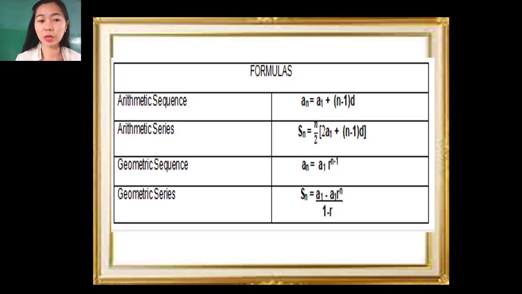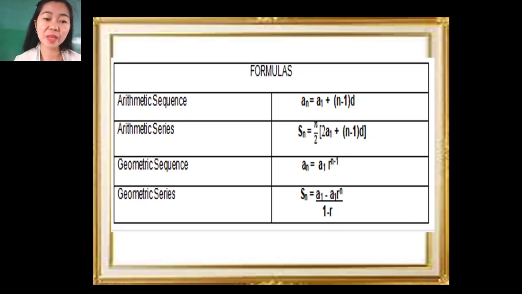So the formula that you are going to apply if the problem involves arithmetic series or finding the sum of terms will be S sub n is equal to n over 2 times the quantity 2 times the first term plus n minus 1 times d. S sub n pertains to the total or sum of the terms. If you are going to find the sum of the first 10 terms, you're going to look for S sub 10. So n again is the number of terms, a sub 1 again is the first term, and d is the common difference.